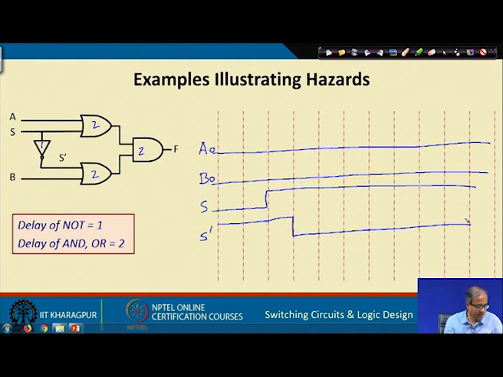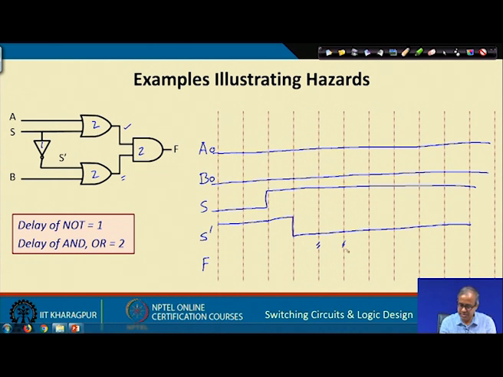Now, if you calculate f, what will be the value of f? In one case you are taking OR of A and S, the delay is 2. So, delay of 2 means this point will become 1 at this point, and if you look at this gate, OR of S bar and B, you see S bar is 1 here, OR B. So, it will get again delayed here.